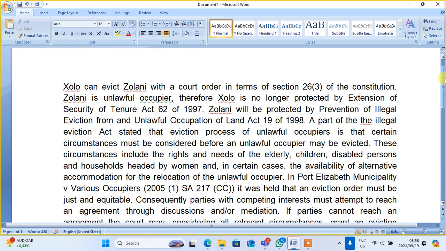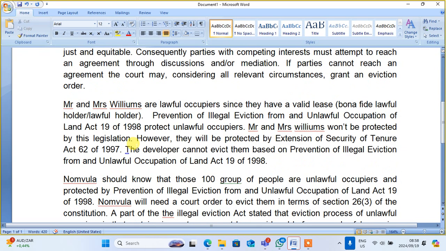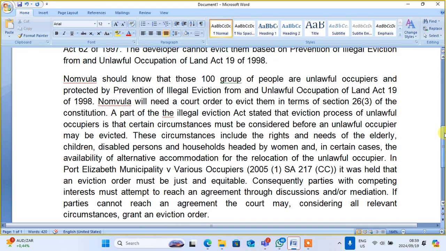The difference is that this one, number 2, is different because it is not protected by the prevention of illegal eviction. It is protected by the Extension of Security of Tenure. Then I can go on and talk about the processes that must be followed in the extension, but I do not follow those processes here. I just follow the eviction in this one. So whenever you get a question talking about unlawful occupiers, you answer this way. You get the full marks.